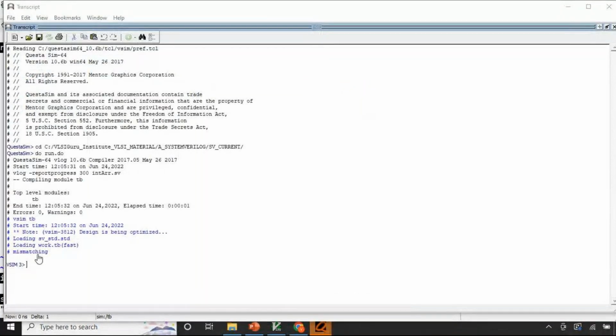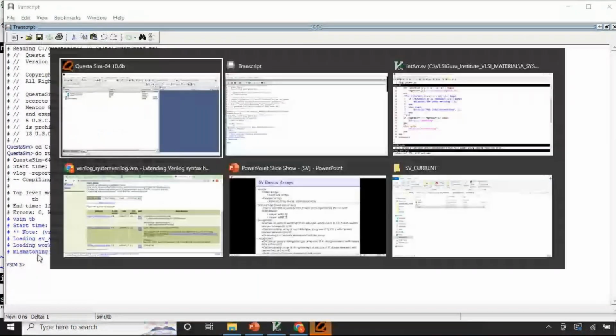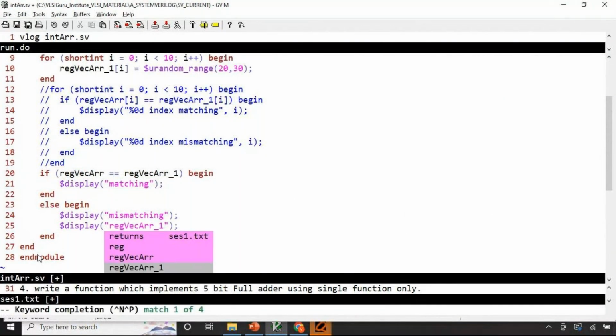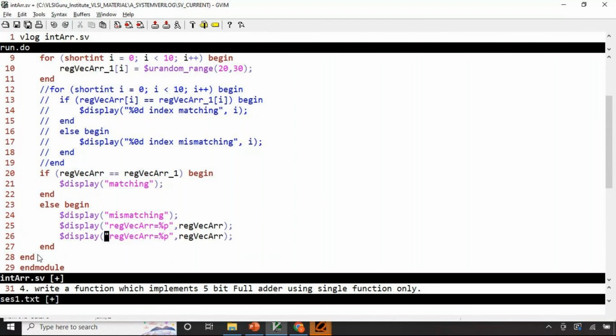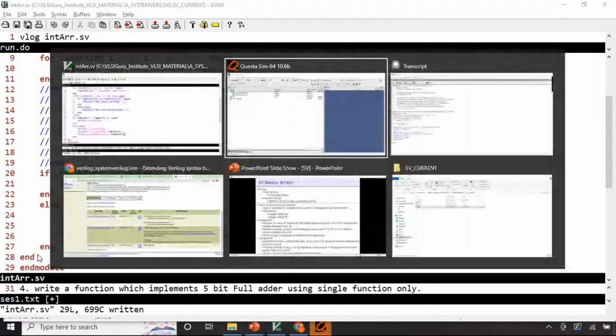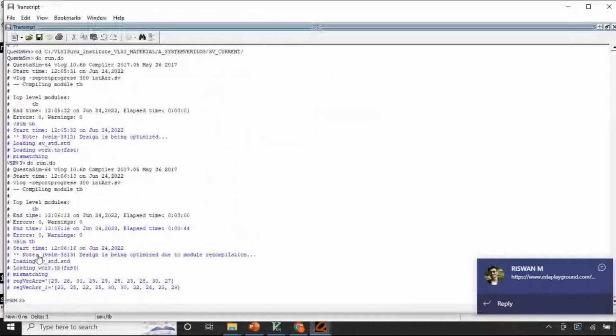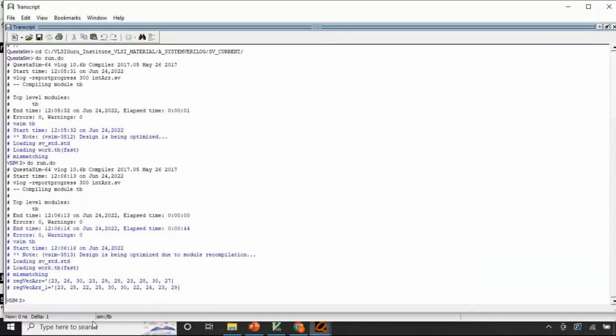Now if I run this, mismatching. Of course, they will mismatch, right? Because you are generating both arrays randomly, they will mismatch. If you want to display why the mismatch is happening, reg vector array equal to percentage p. This is a special type of print which is not there in Verilog. It will print the whole thing at once. Otherwise you have to write a for loop to display each and every element. You can display the whole array at once. Can you see? First element is matching, 23. Is the second element matching? So you understand what percentage P is? Percentage P stands for packed printing. Packed printing means at once it will pack and print.